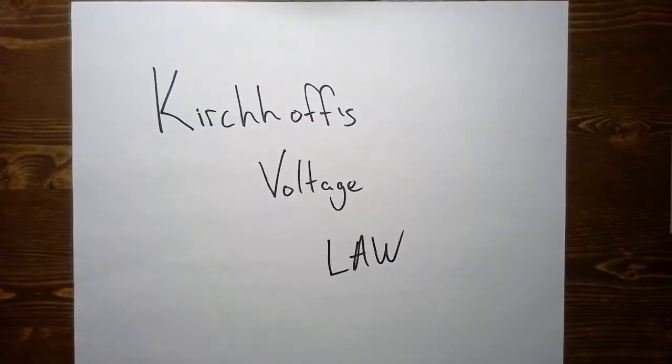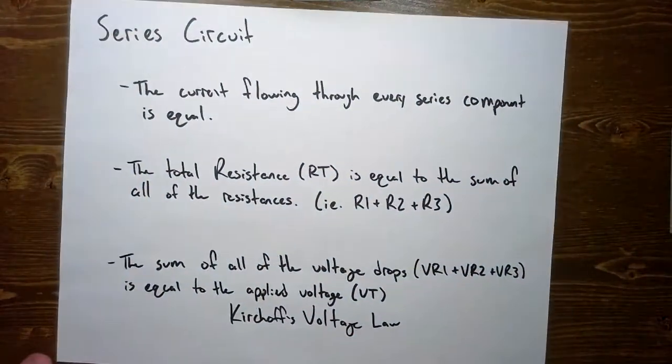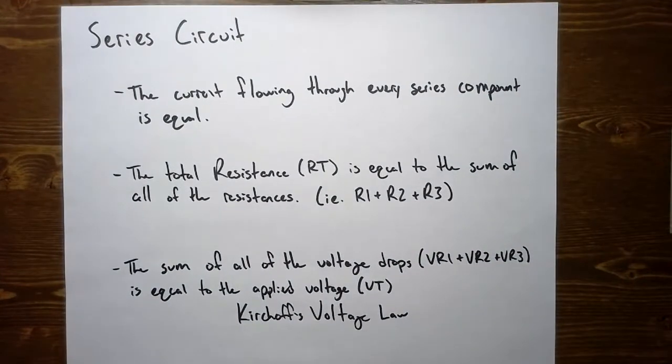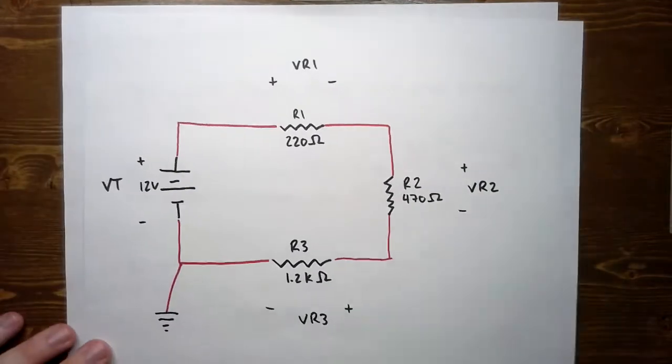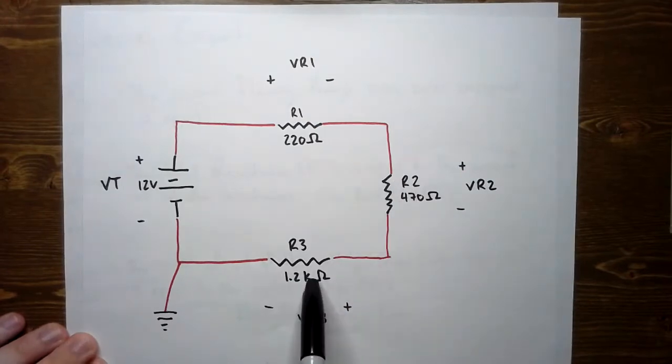When we're talking about series circuits, we've got a few things that we need to keep in mind. The first thing is the current flowing through every series component is equal. So if you've got different stuff like resistors or capacitors, the current through those things is going to be equal. The total resistance, or RT, is equal to the sum of all the resistances. So RT is equal to R1 plus R2 plus R3.